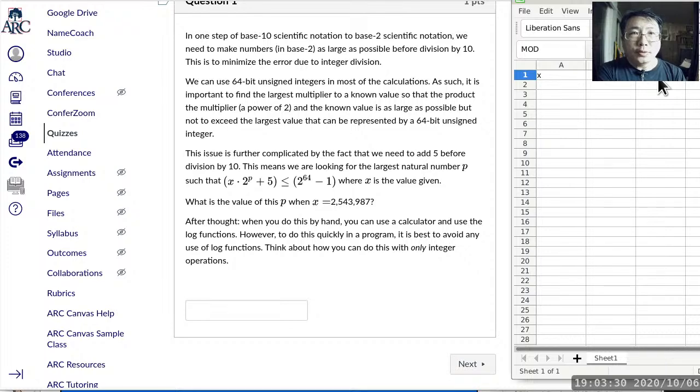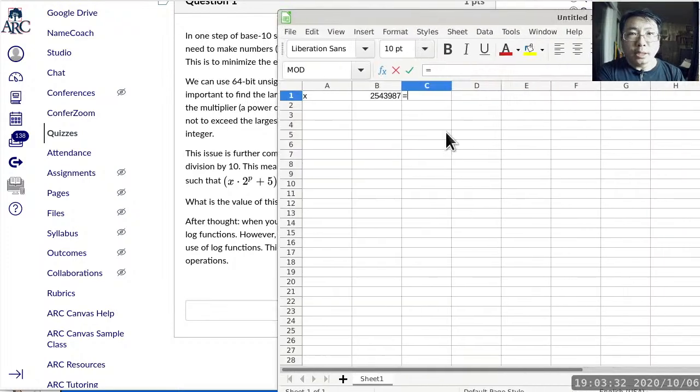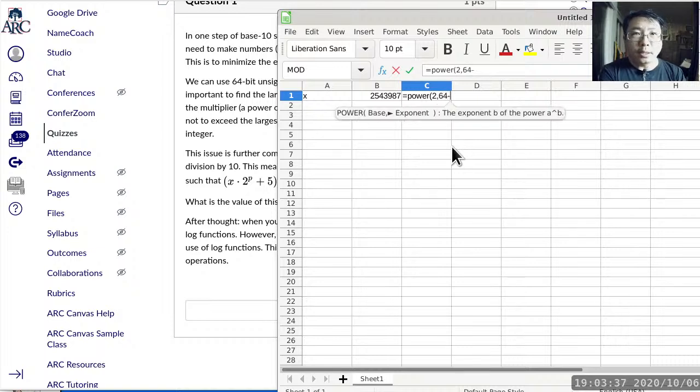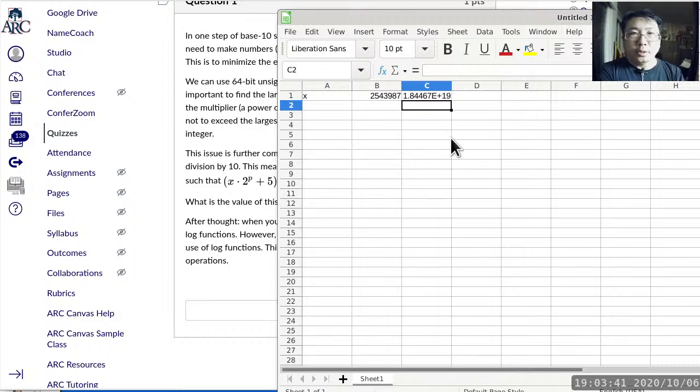Okay, so we want to find a p, and we also want to define the boundary. So the boundary in this case is 2 to the power of 64 minus 1. Oh, the minus 1 is outside of the parentheses. So it's a pretty huge number, okay? But this, by comparison, even though it's 2 million something, is really small compared to this one here.